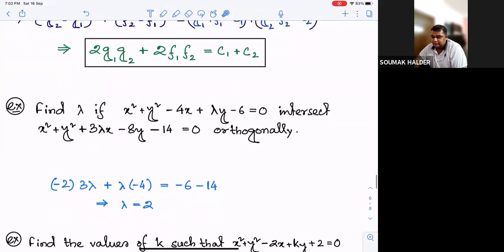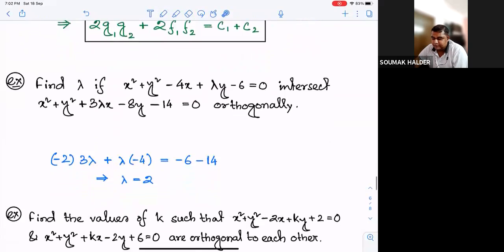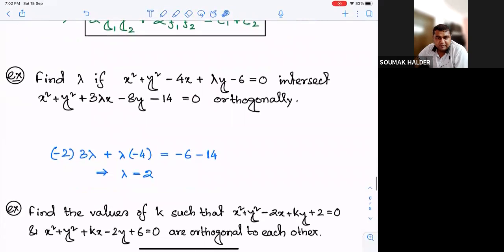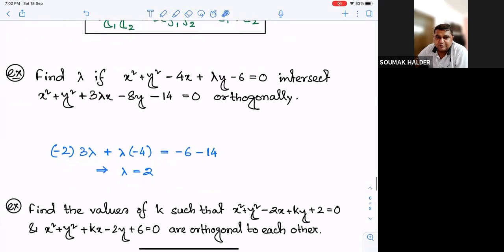On a similar note, let me consider another question. Find the value of k such that x square plus y square minus 2x plus ky plus 2 is equal to 0, and x square plus y square plus kx minus 2y plus 6 is equal to 0 are orthogonal to each other. So on the basis of this information, we need to find the value of k.